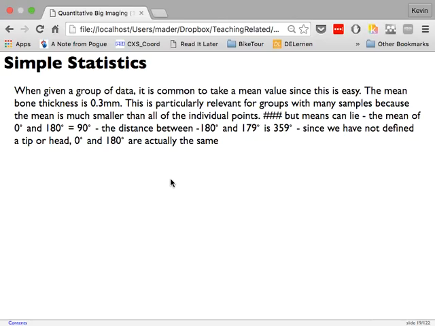And so we see that simple statistics doesn't give us the result that we have. Minus 180 and 179 is 359 degrees apart, but in reality, they're only 1 degree apart. So there are many different examples and angles where this becomes a major problem. Would it be enough to just change the angle system from 0 to 180?